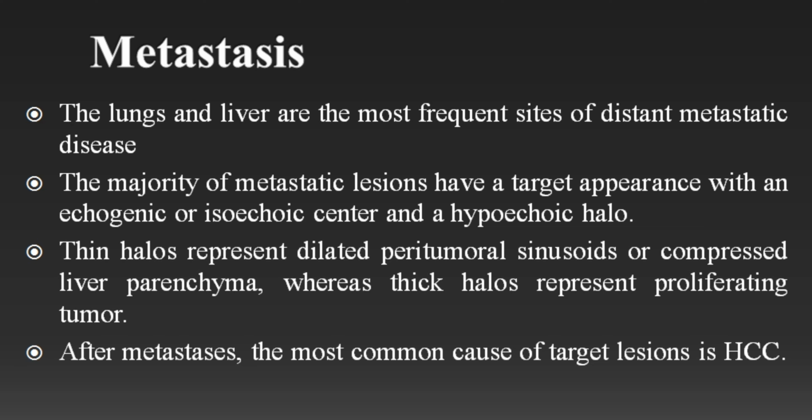The lungs and the liver are the most frequent sites of distant metastatic disease, and the majority of the metastatic lesions have the target appearance with an echogenic or isoechoic center and a hypoechoic halo. Thin halos represent the dilated peritumoral sinusoids or the compressed liver parenchyma, whereas the thick halos represent the proliferating tumor. After metastasis, the most common cause of the target lesion is hepatocellular carcinoma.